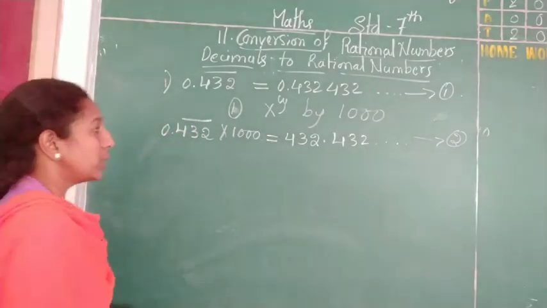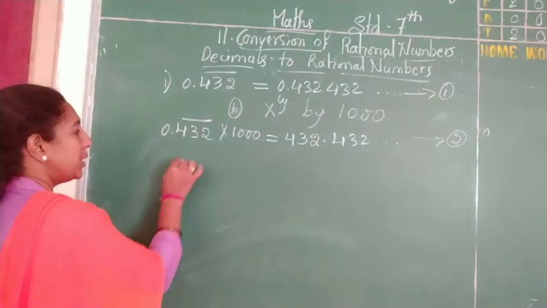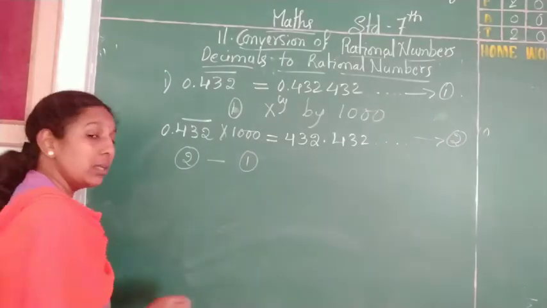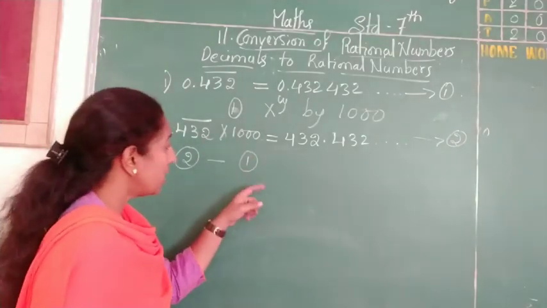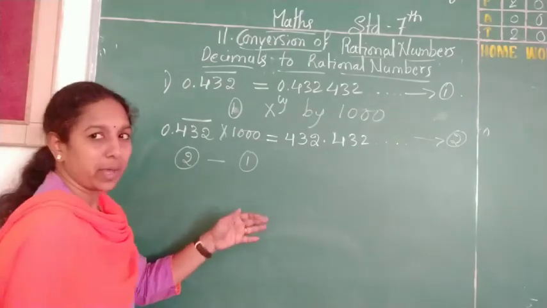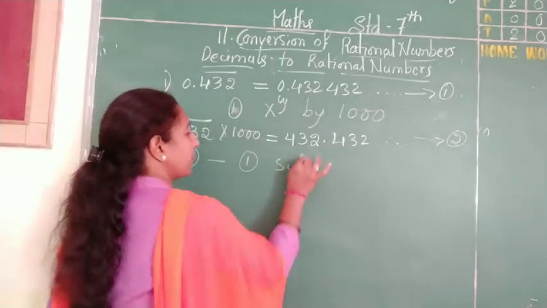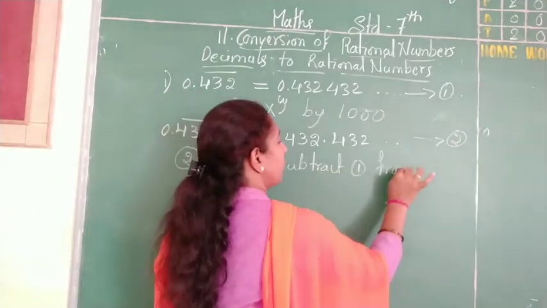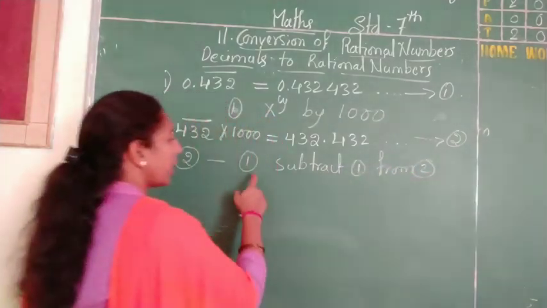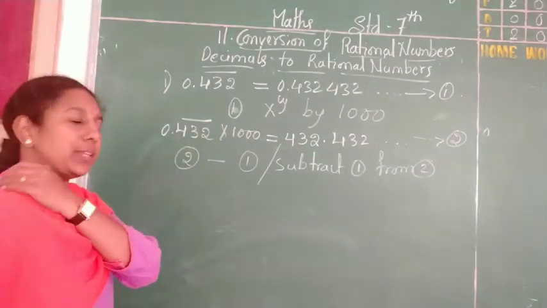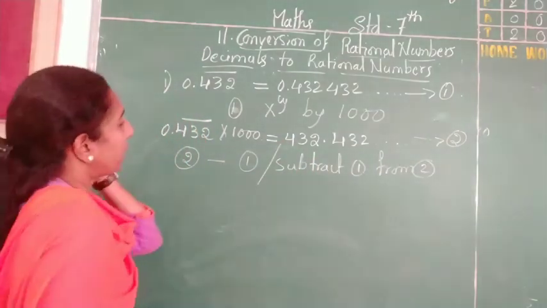Now what I will do is subtract equation 1 from equation 2. You can write it as 2 minus 1, or you can write subtract 1 from 2. One of these two you can write. Okay, so now what will happen here?